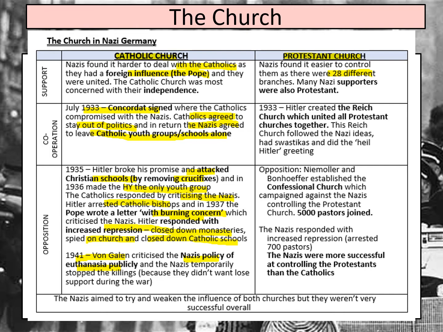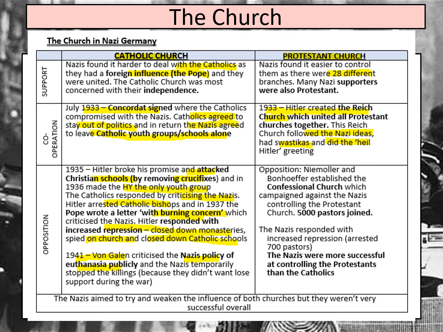And therefore, the Nazis thought that to control them effectively they would create one single Protestant church called the Reich Church. They did that straight away when they came to power in 1933. This Reich Church was basically controlled by the Nazi government, and it followed all of the Nazi ideas, had swastikas put in their churches, and did the Heil Hitler greeting when they saw each other.